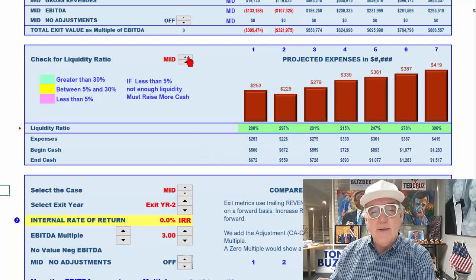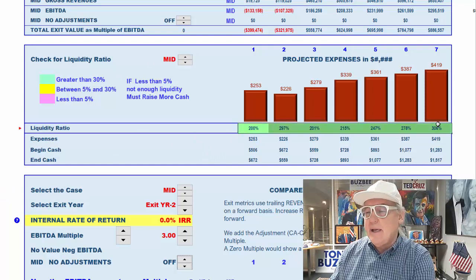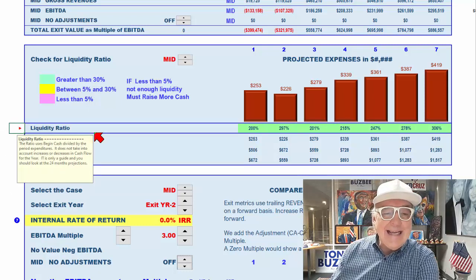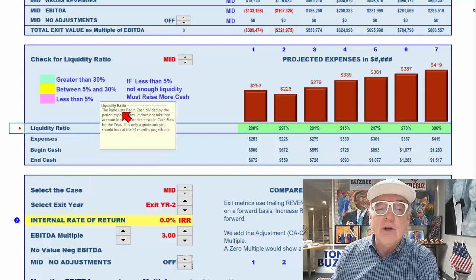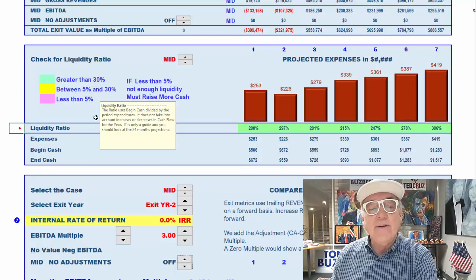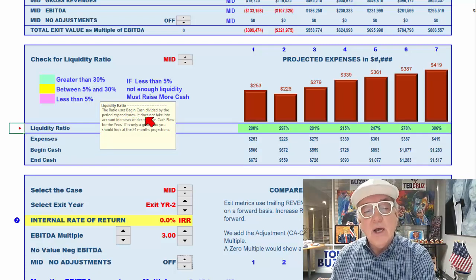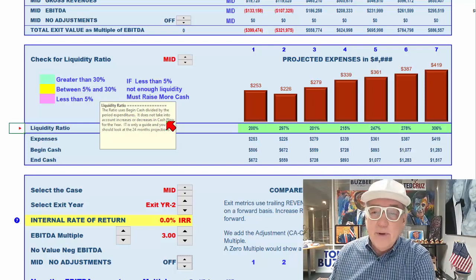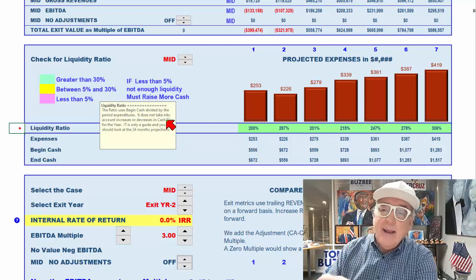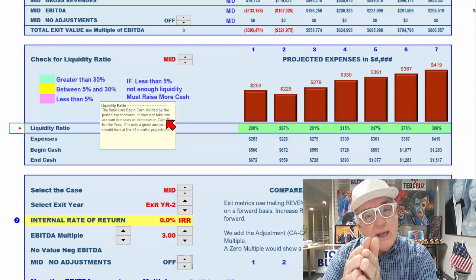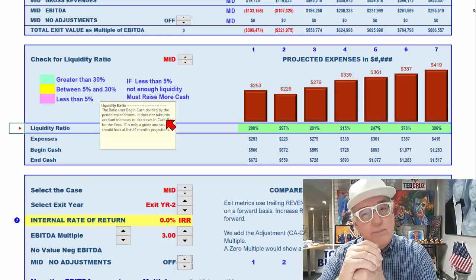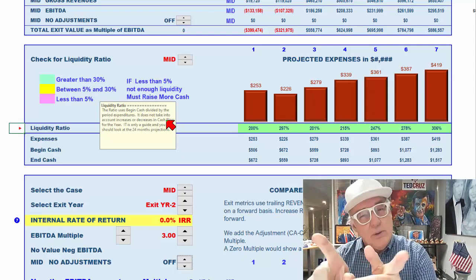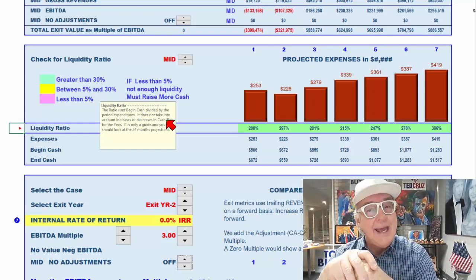So here we have the mid, and this green line here is the liquidity ratio. It is defined as, and I'm going to show you right here, the ratio uses beginning cash divided by the period expenditures. It does not take into account increases or decreases in cash flow for the year. We don't have that much resolution, so we have to start and see how much we're going to spend and see if that starting cash is enough to get us through. Now, there could be losses and there could be profits during that same period of time. We will see what the ending cash looks like as well.